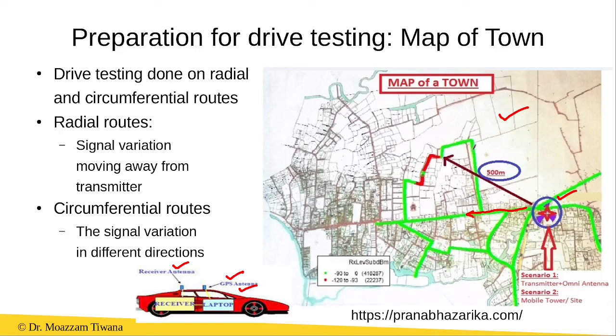Similarly, we make measurements on the routes that are in circumferential direction to the transmitter, and then we make the measurements about the received power on these routes, and we observe the variation in the signal received power with the variation in the directions.